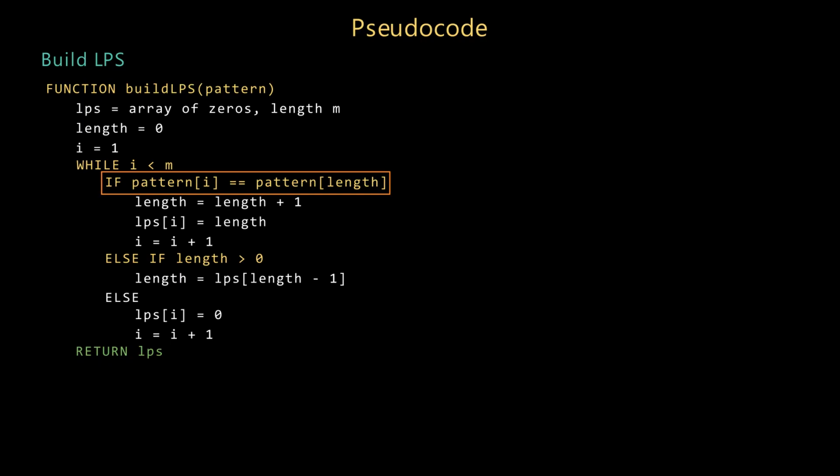Compare pattern at I with pattern at length. On a match, extend the reusable prefix length. Store that length into the current LPS cell. Move to the next pattern index. If there is a mismatch but length is not 0, fallback. Fallback means try the next smaller reusable prefix. If length is already 0, no prefix can be reused. Store 0 for this cell. Then move forward. Return the completed LPS array.